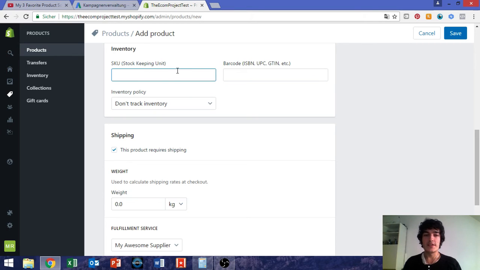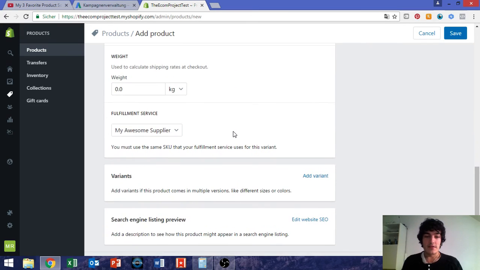So you don't really need this if your supplier only sells a handful of products, or if the product that he sells is very similar to the way you present it in your store. But of course, it makes sense to always use one so that there is no confusion. And yeah, that's basically it.